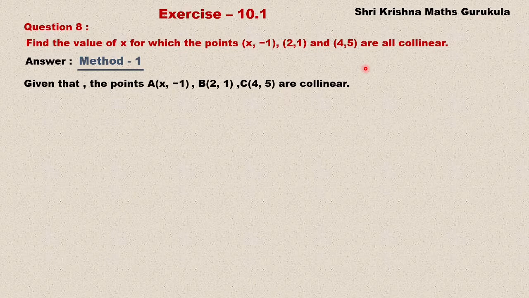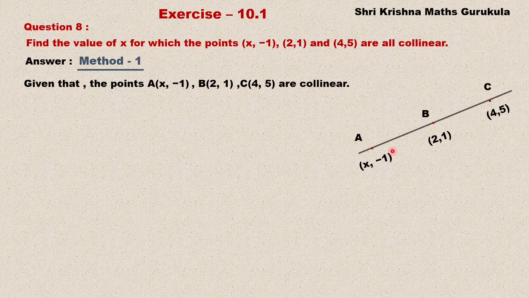This question can be solved in two different ways. They have stated that these 3 points are collinear. I am calling these 3 points A, B and C. So when they have said that these 3 are collinear, that means they are on a particular line. So we are considering these 3 points on this line segment AC.